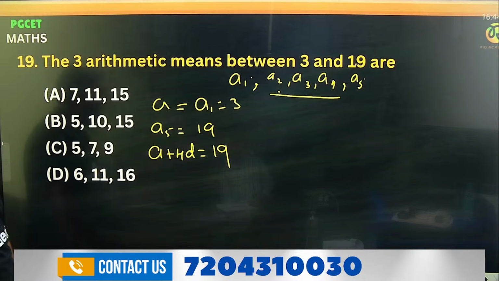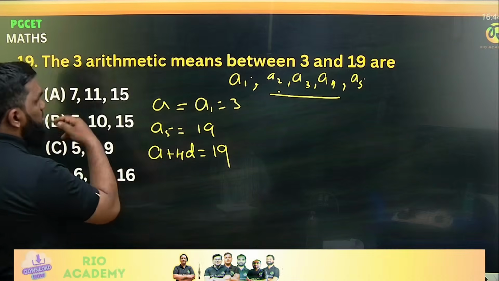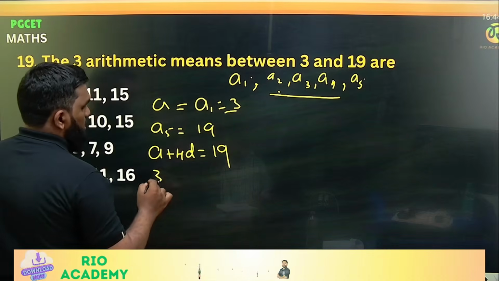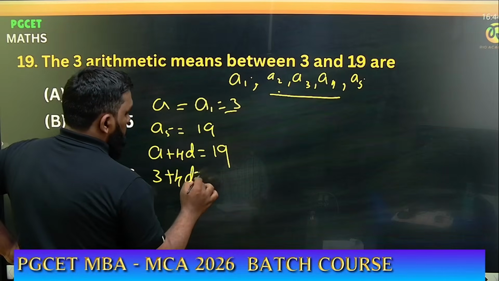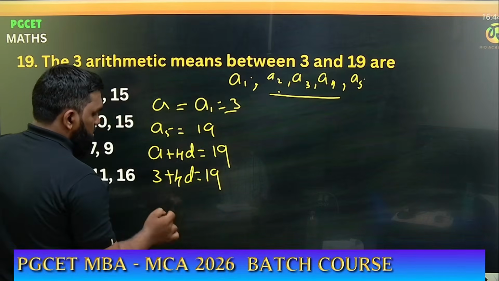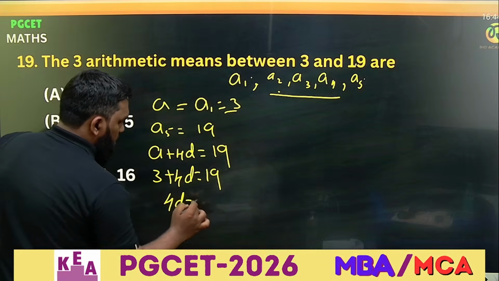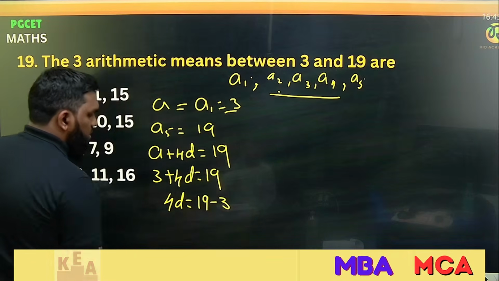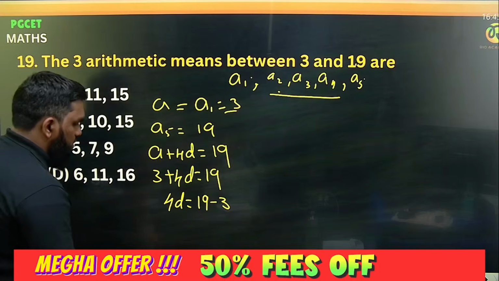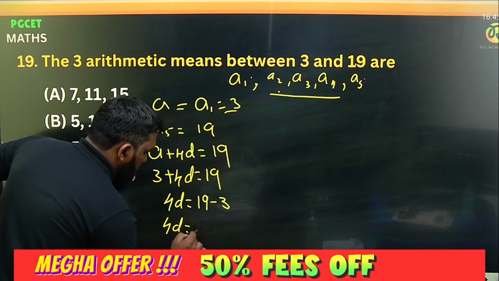A plus 4D is equals to 19. A value we have is 3. 3 plus 4D is equals to 19. Now 3 shift to this side. 4D is equals to 19 minus 3. 19 minus 3 is 4D is equals to 16.